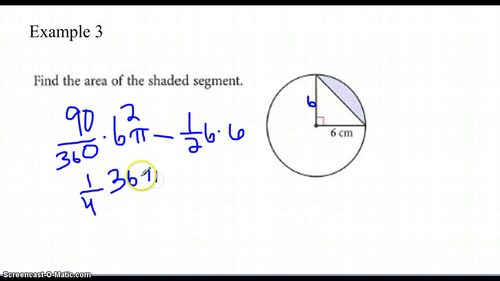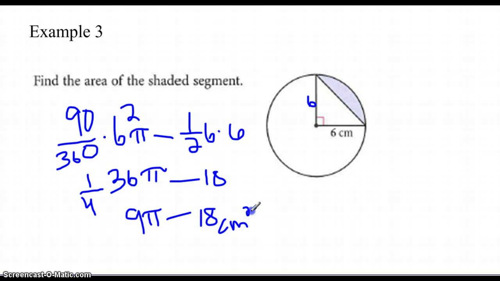Don't laugh at my writing, this isn't as easy as it looks. Minus, and then half of 36 is 18. So 1/4 of 36, so I have 9 pi minus 18 centimeters squared, and that would be my area. This is the exact answer. I could certainly throw that in my calculator if I wanted to find the approximate, but that's not really necessary. And that is finding the area of a segment.